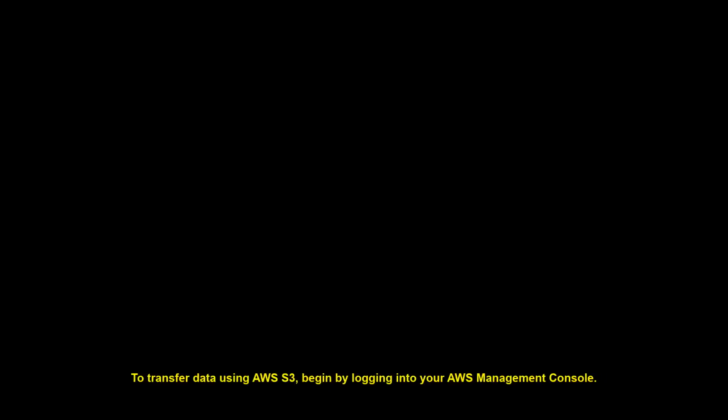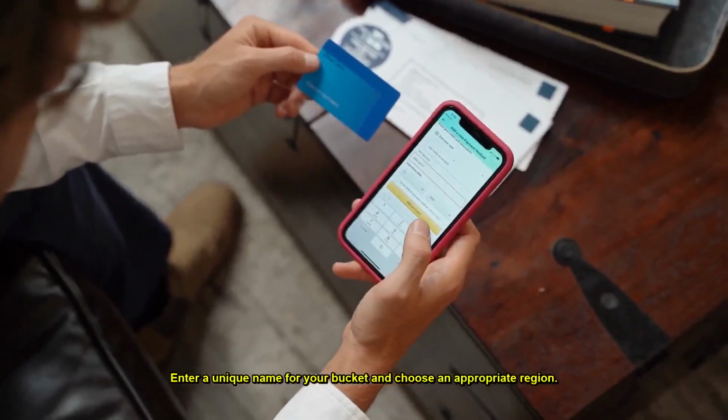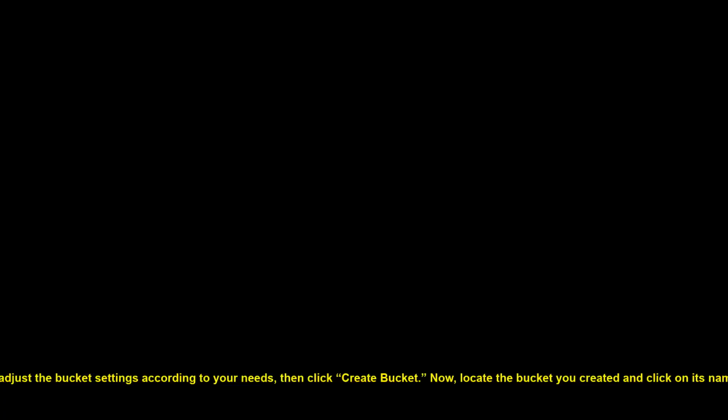To transfer data using AWS S3, begin by logging into your AWS Management Console. Navigate to the S3 service from the list of AWS services. Once in the S3 dashboard, click on Create Bucket if you haven't set up a bucket yet. Enter a unique name for your bucket and choose an appropriate region. Review and adjust the bucket settings according to your needs, then click Create Bucket.